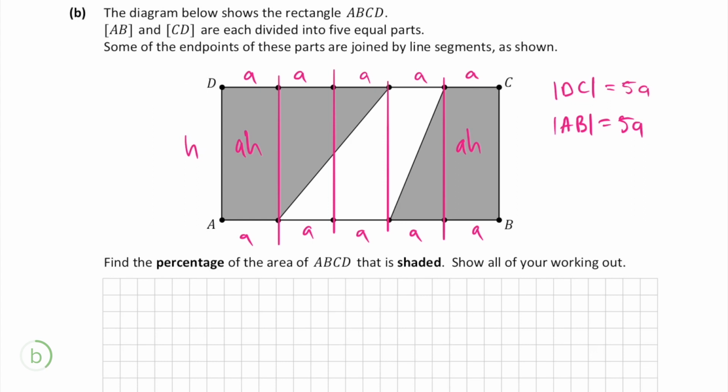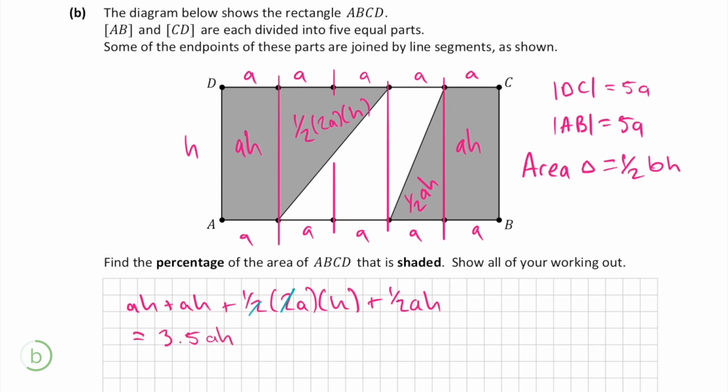To get the area of the shaded region in the second and third rectangles, we can just get the area of this triangle here. Since we know that the area of a triangle is half the base by the height, we can say that the area of this triangle is half the base, which is 2a, times the height, h. We can use the same method for the last triangle, except this time the base is just a, so the area of the triangle is half ah. When we add all the shaded areas together, we get a total area of 3.5ah.